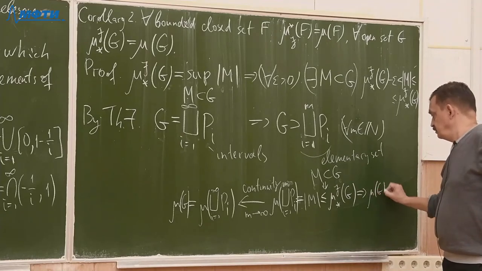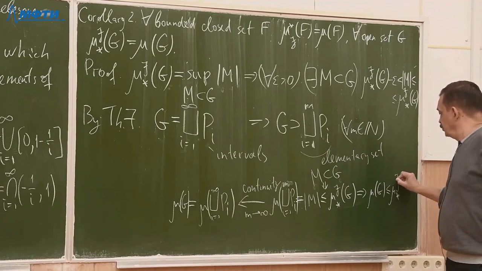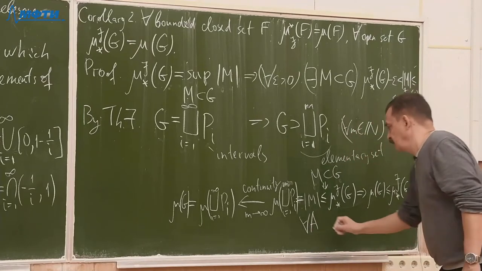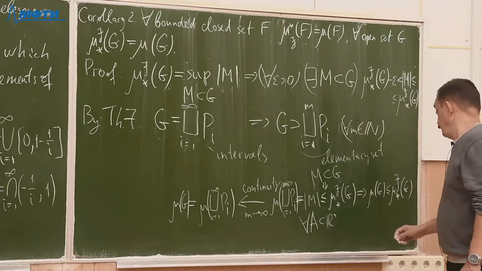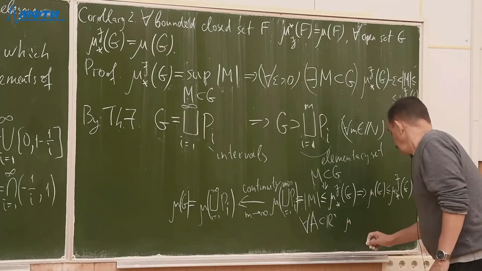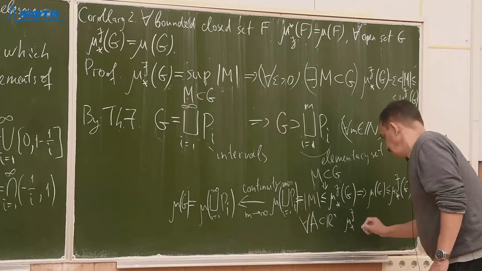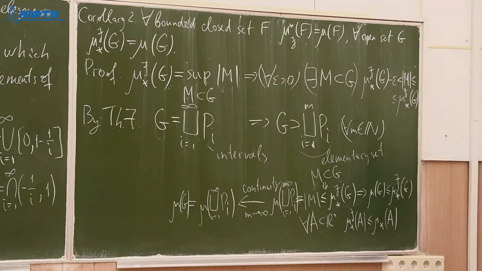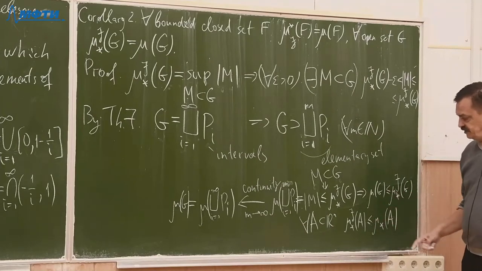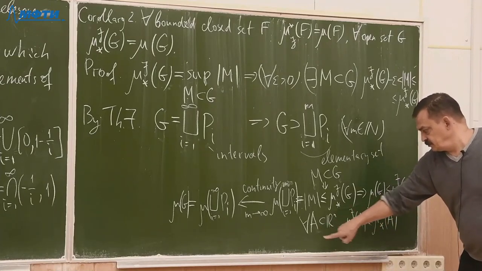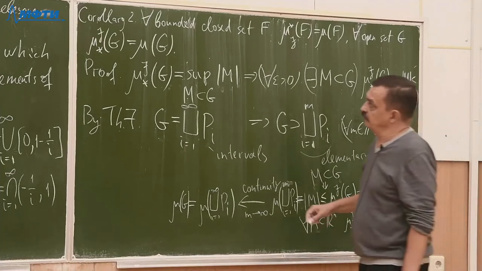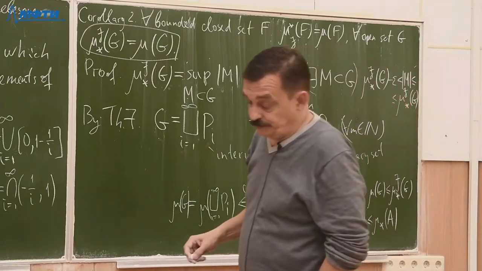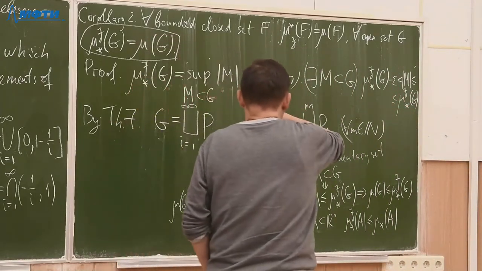mu of G is less or equal than inner Jordan measure of G, but for arbitrary set A in Rn, we have that inner Jordan measure is less or equal than inner Lebesgue measure. So those two inequalities, if I apply it again to G, imply that we have equality here. And now to prove the rest for the closed sets.